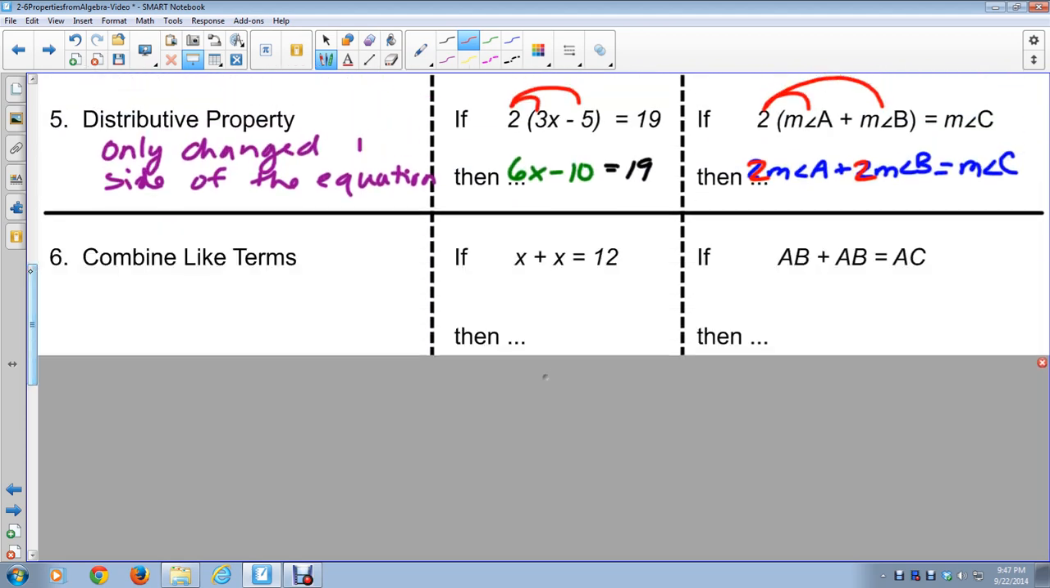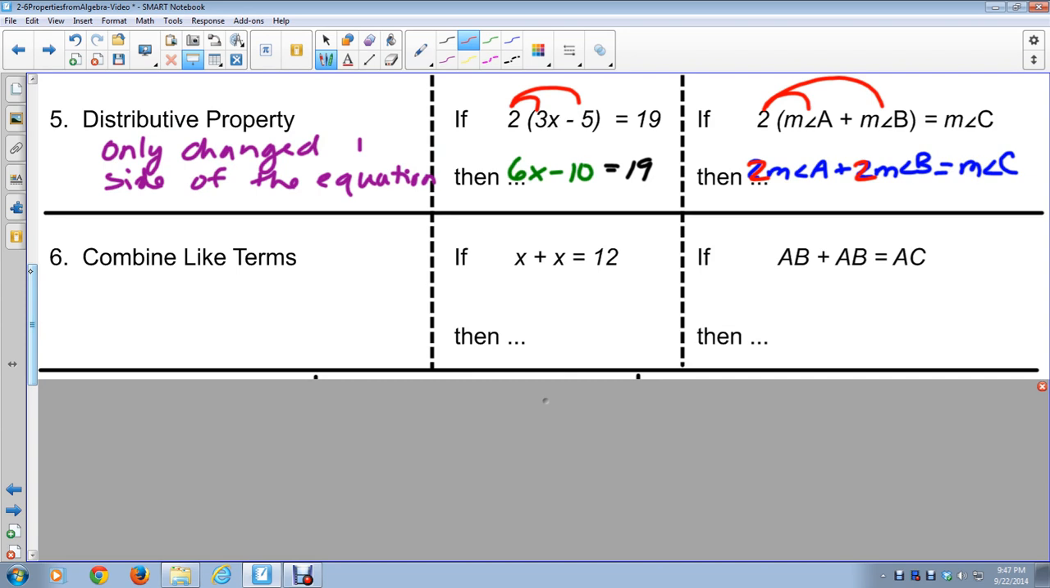Keep that one on there. Combining like terms, this is one of my favorites. It looks so different to you guys with our geometry equations, but it works the exact same as in algebra. If I've got x plus x equals 12, we should be thinking something like I have 1x plus 1x, because there's no number in front there. 1x plus 1x, hopefully you're thinking 1 plus 1.